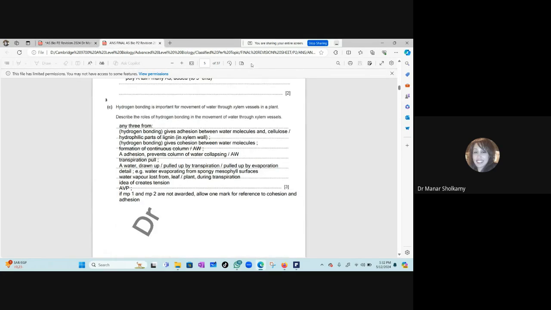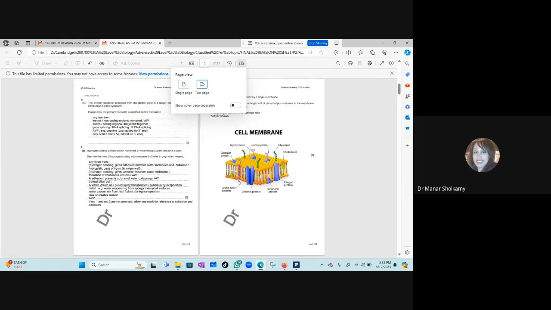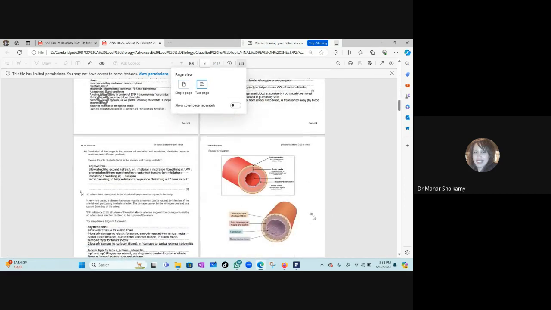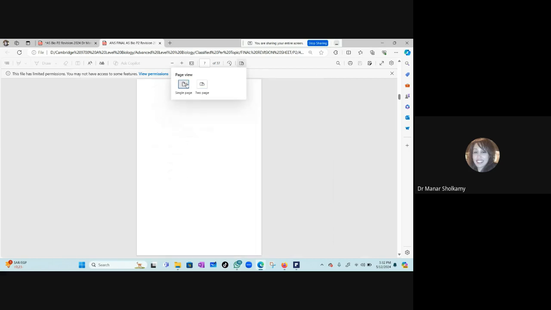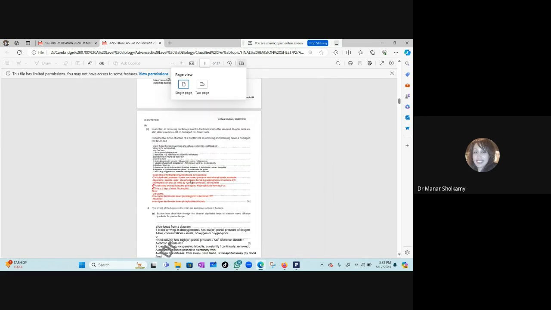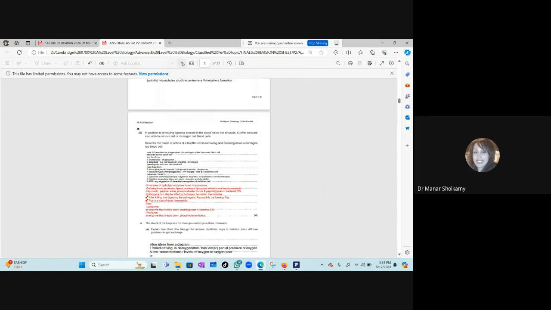Where is this question? And what does this break down? I don't know. Here, I added it here in the mark scheme, and it is in red. Look here.